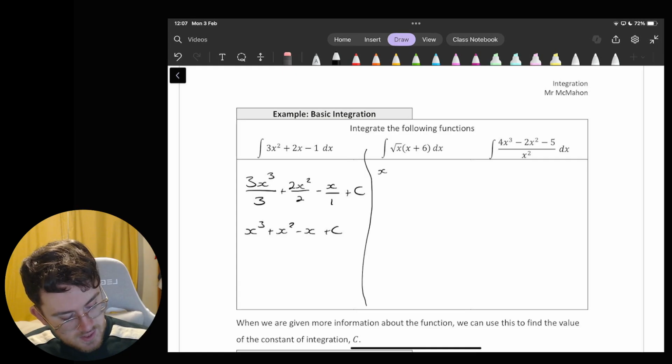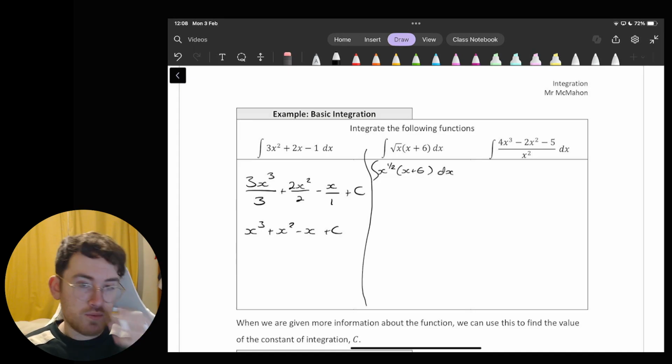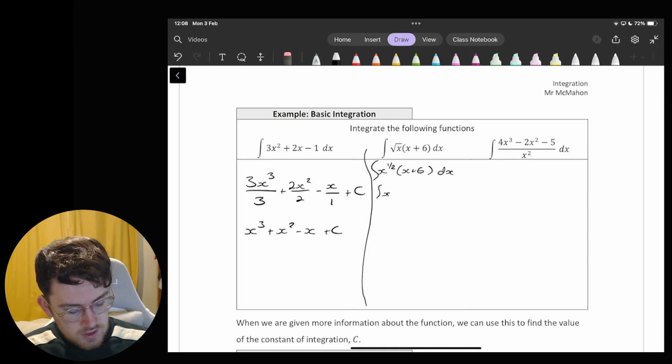Looking at the next one, x square root of x is x to the power of a half times x plus 6. This, if I was, say, differentiating, for example, would be a product rule. So I don't have the same for integration, so there must be a way to reduce it down. So in this case, multiplying the bracket out is going to be the best and most surefire way of doing that.